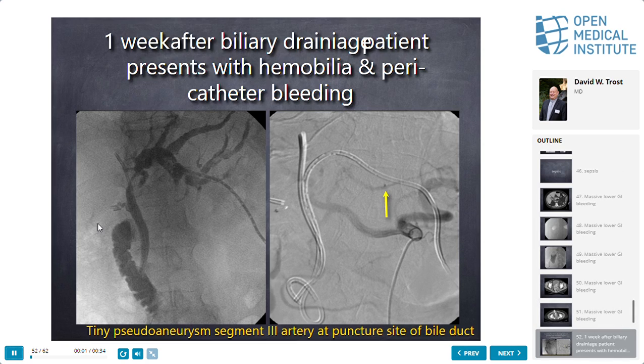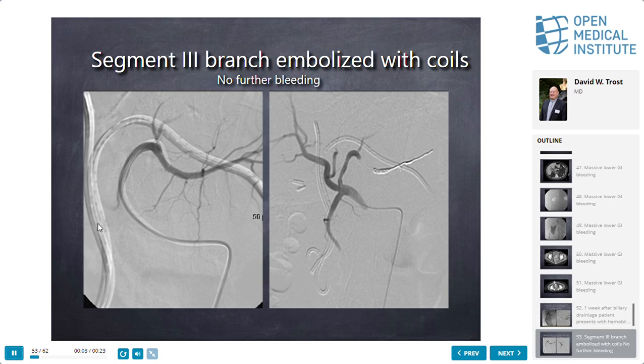Again, sometimes we cause our own problems. So this is a patient who had a biliary drainage and had persistent hemobilia and bleeding around the catheter. And especially if you get intermittent bleeding and bright red bleeding, you know there has to be an arterial injury somewhere, and it's frequently something in the tract near the catheter and on the arteriogram. See that little dot? That's a pseudoaneurysm. That's just a little dot, but that gets embolized.